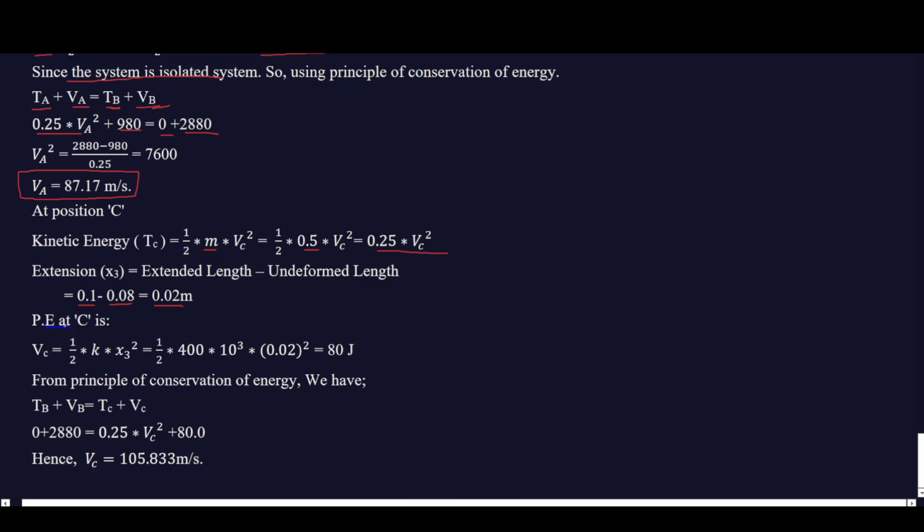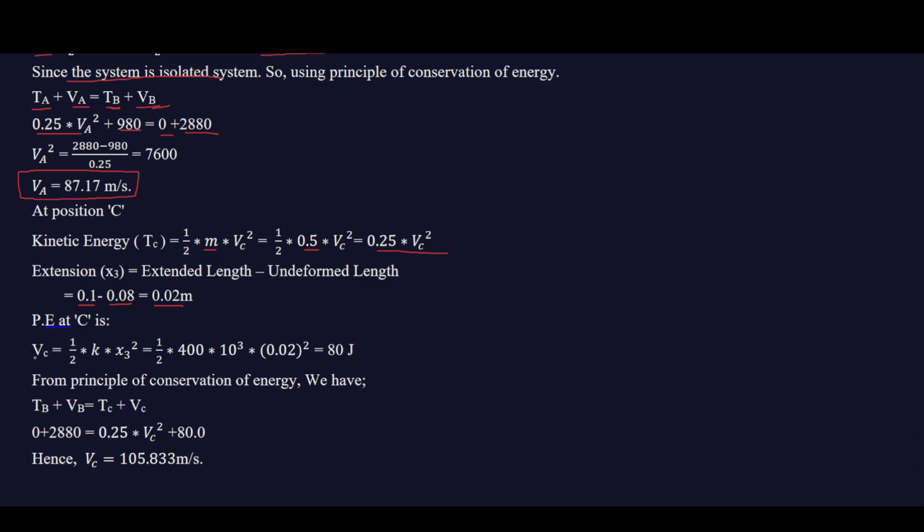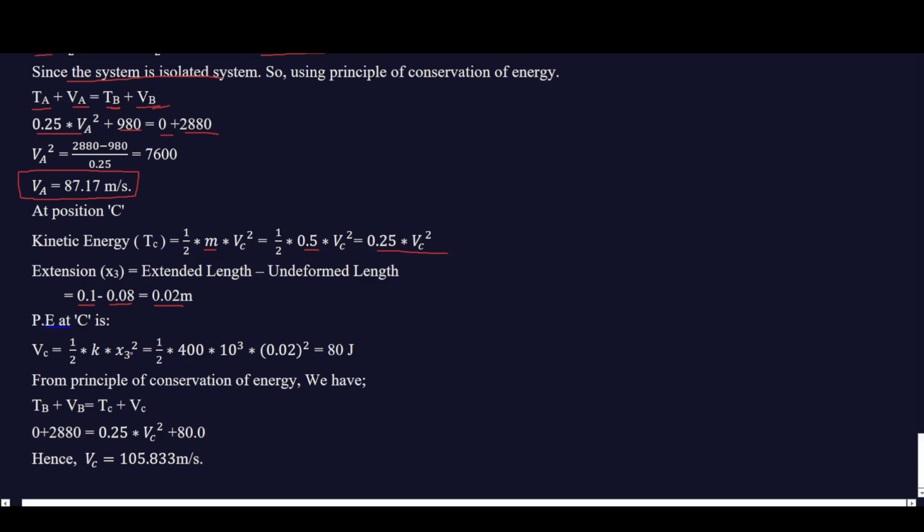The potential energy at position C is given as Vc equals 1/2 k x3 squared. Here also we have neglected the potential energy due to gravity, because the collar is sliding in the horizontal plane. On substituting the value of x3, which is 0.02, we can find the potential energy at position C as 80 joule.